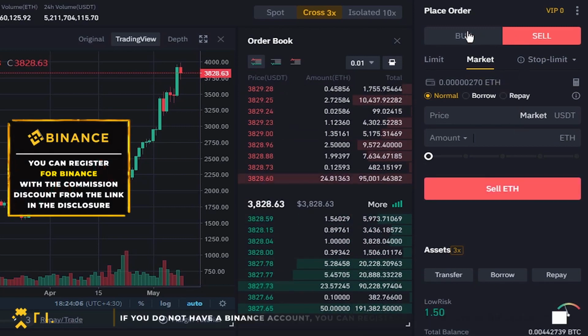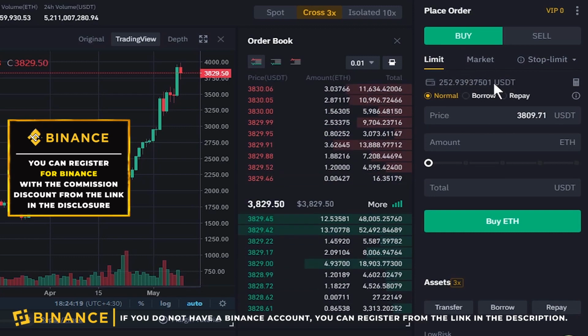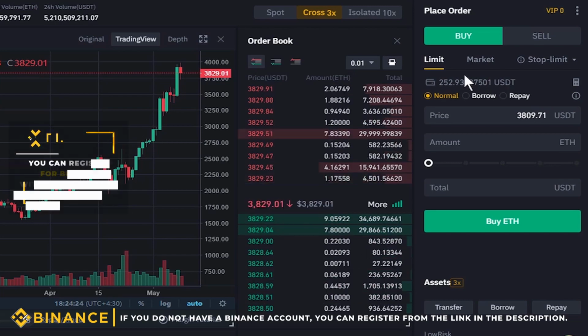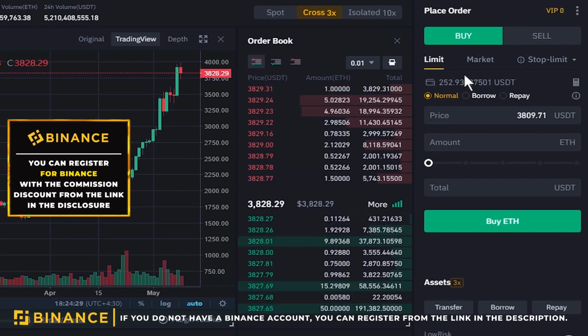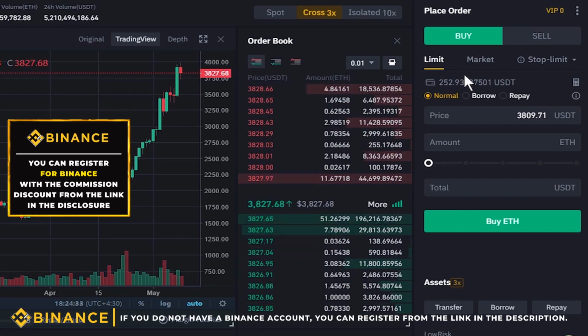And now if you go to buy tab, you see that we have USDT available for trading because we sold our BTC and ETH. But this also includes borrowed money, and every hour interest is added to our total debt. So we must repay our debt if we don't want to enter another trade.